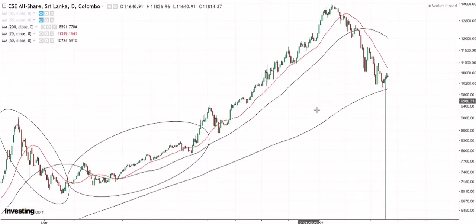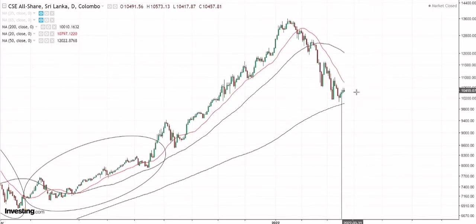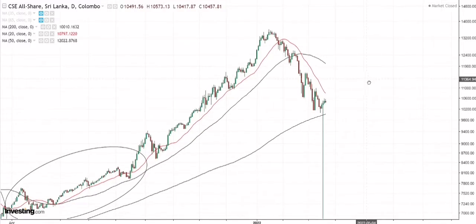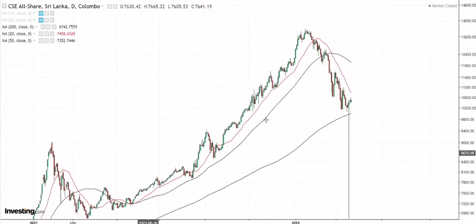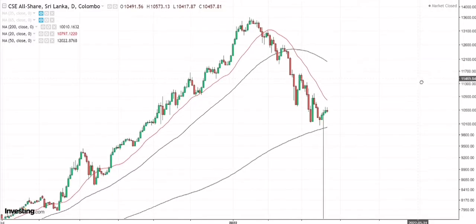That's what I would like to see over the next few months as well. So what you would want to see is volume reduce and also the daily range or the volatility reduce as well. As of now, that's pretty much what I am looking at, and hopefully that's what we'll see over the next few months.